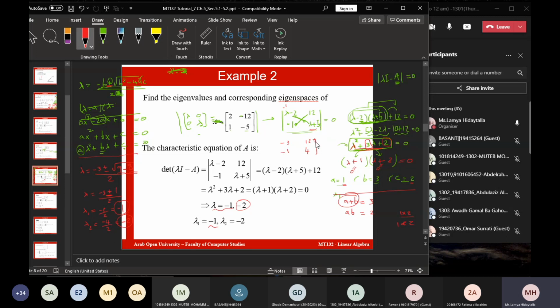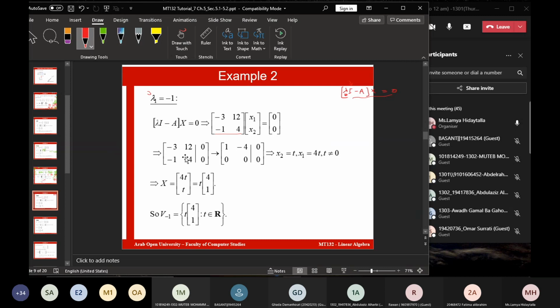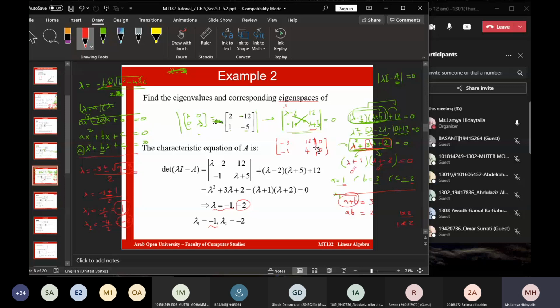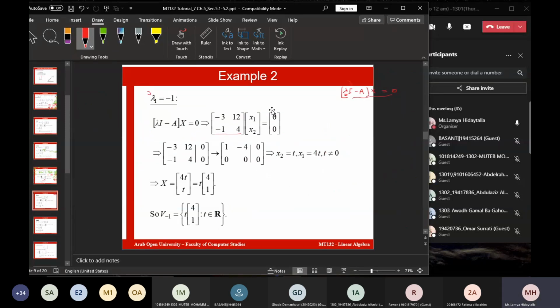This is your matrix, so we find the augmented matrix, reduce to the echelon form, and then solve, to find the eigenspace corresponding to lambda equal to minus 1, because I substituted here with minus 1. Okay, so you do that. This is the augmented matrix reduced to the echelon form. Of course there are steps, you know the steps of reducing to the echelon form, right?